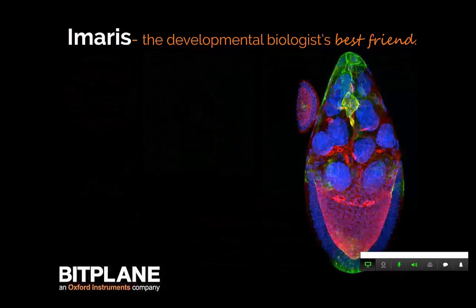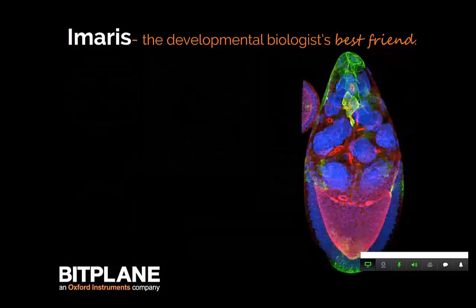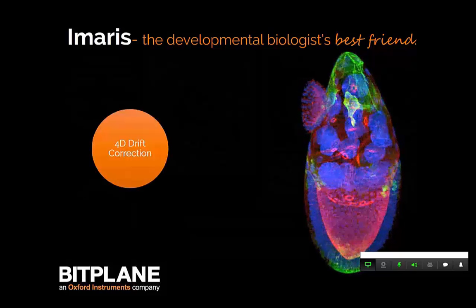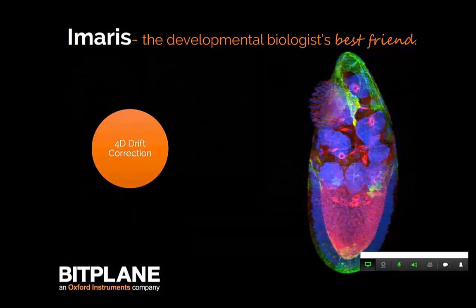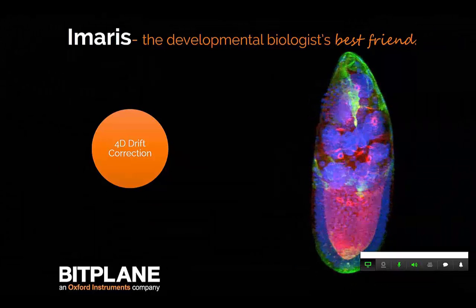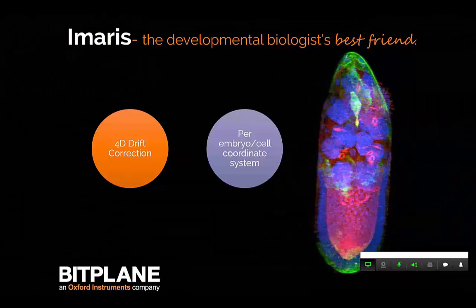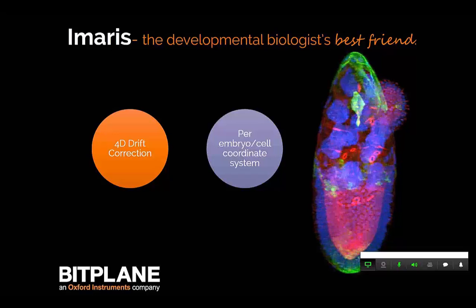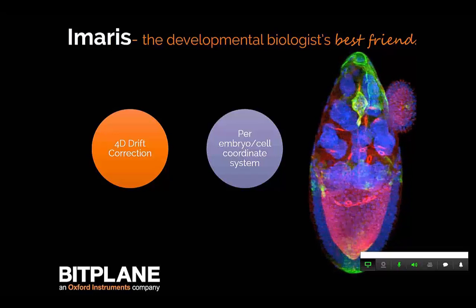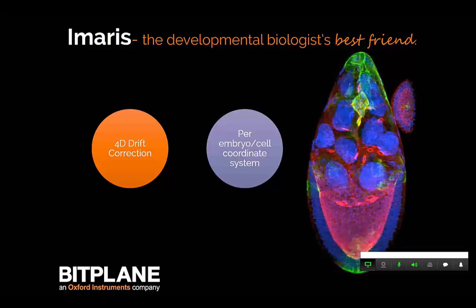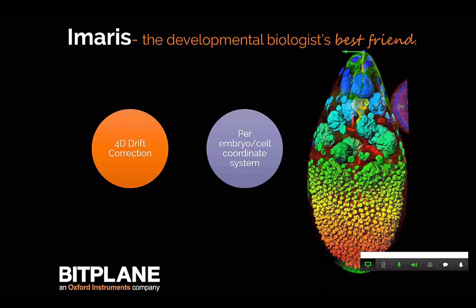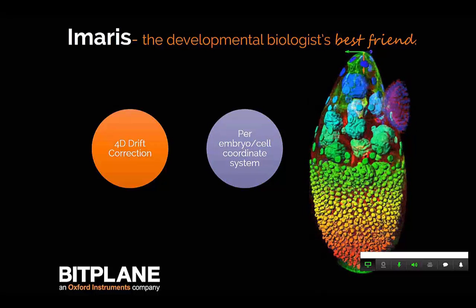Okay, so just to finish up this webinar, I'm going to be focusing on two data sets in Imaris itself. I'm going to be looking at some 4D drift correction, and I'll also be looking at placing reference points in order to get distance information. So I'm going to switch over into Imaris.